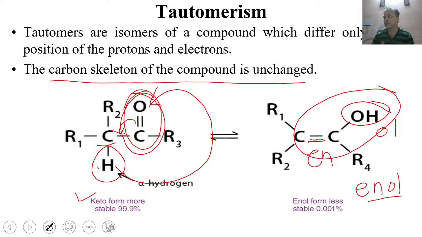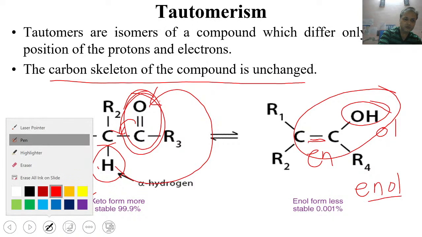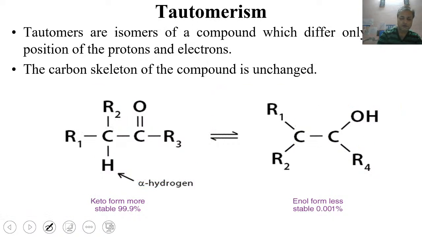Both can be interchangeable, meaning keto can give you the enol form and enol can give you the keto form, but the stability varies. Both compounds have different stability at normal temperature and normal conditions. Keto is normally stable; in 99.9% of cases you will have the keto form. Enol forms exist very rarely, only in about 0.001% of cases.